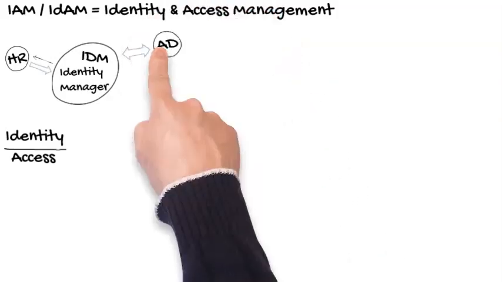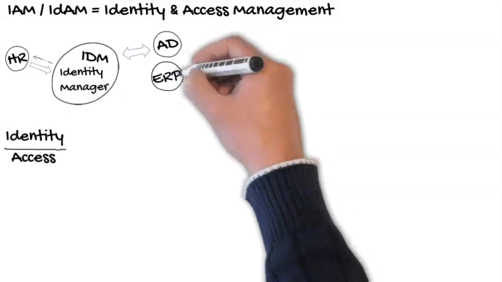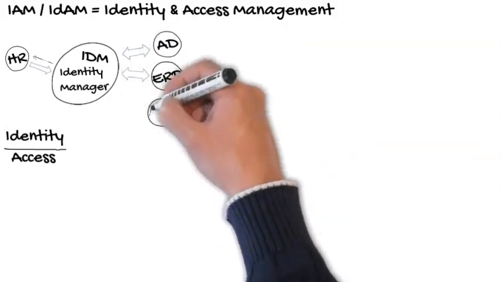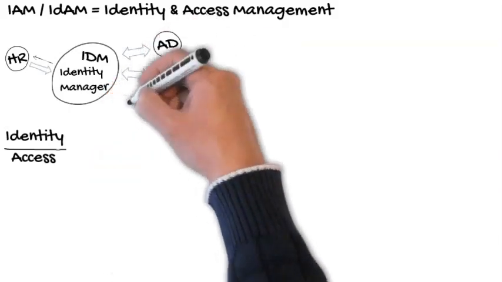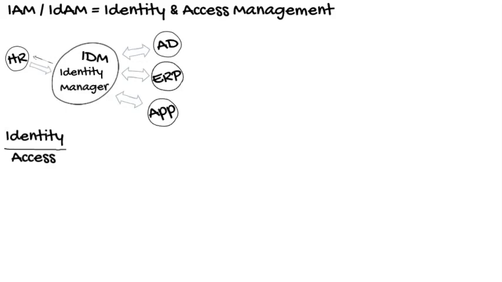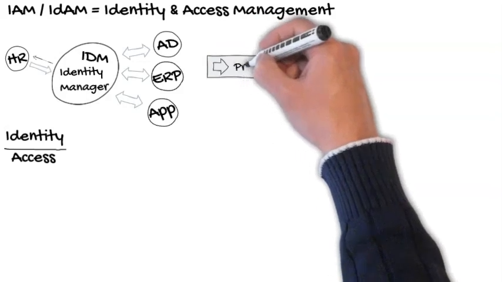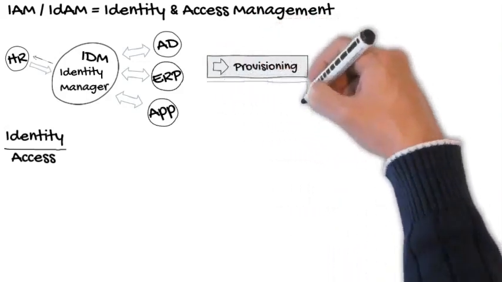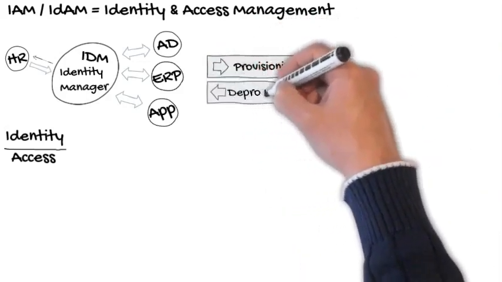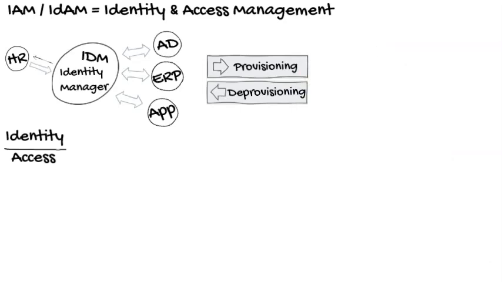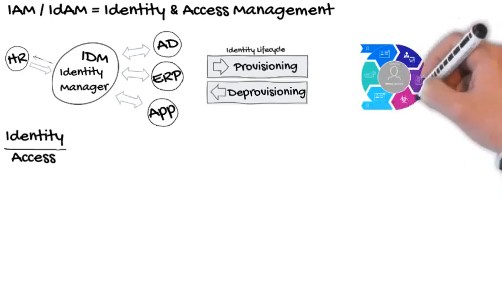Identity Manager Engine will synchronize accounts, attributes and permissions to Active Directory domains, ERP systems, and any kind of on-premises or SaaS applications. The action of creating an account, providing some kind of access or permission is called provisioning. The opposite is deprovisioning, where you remove an account or a permission. Combining this into use cases, we provide the capability of identity lifecycle.